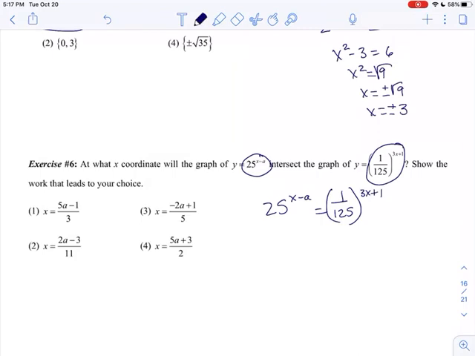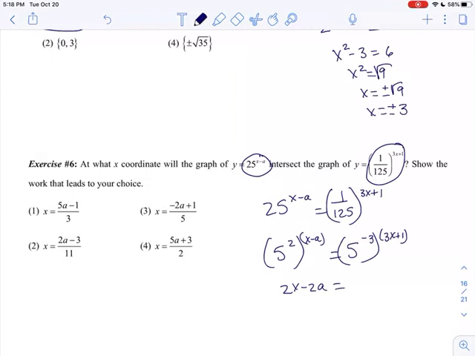I got x's, I got a's. All right. And what does this say? 3x plus 1. Let's find a common base. 25 is just going to be 5 squared. Don't lose your x minus a. That's still hanging out up top. 1 over 125 is 5 to the negative third. Again, that whole thing is to the 3x plus 1.